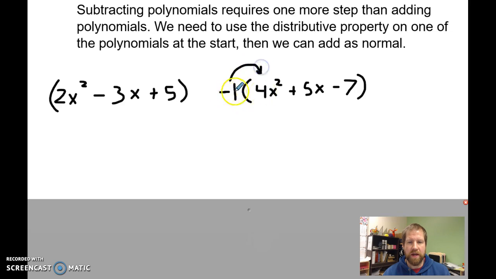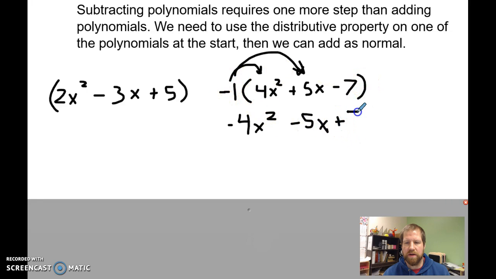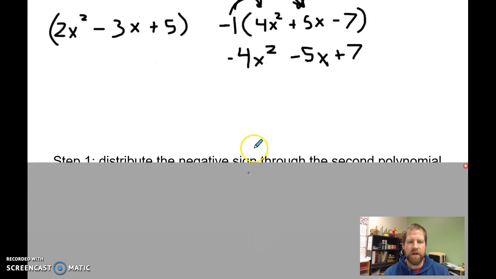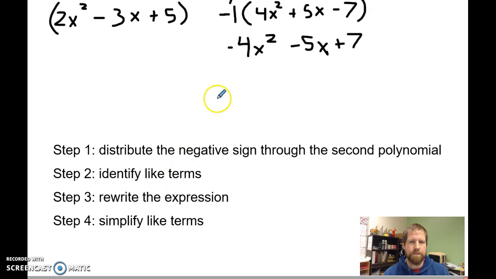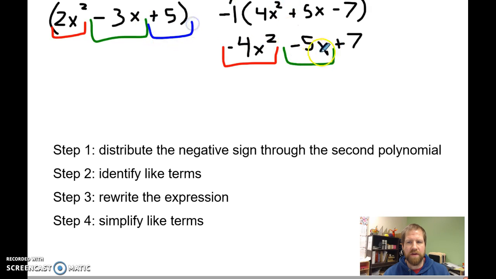We have negative 1 times 4x squared, negative 4x squared, negative 1 times 5x, so negative 5x, and then negative 1 times negative 7, or positive 7. Okay? And then from there, I'm going to go through all the same steps as adding my terms and identify like terms. Negative 3x, negative 5x, plus 5, plus 7. And then you can either do it vertically or rewrite your terms next to each other, whichever way you prefer.